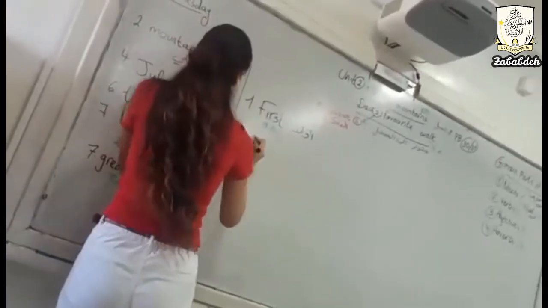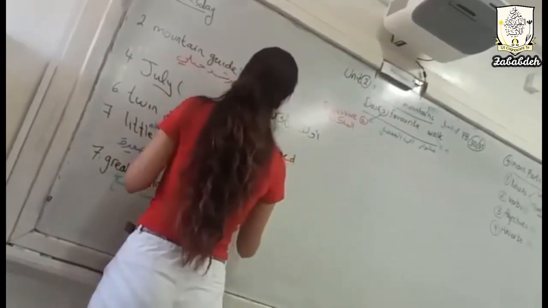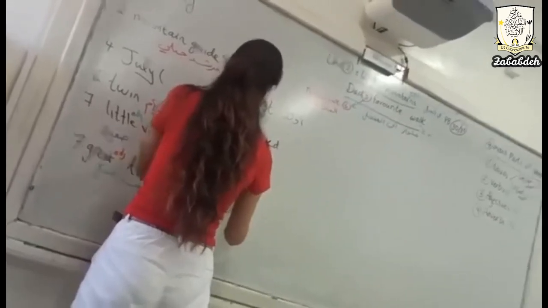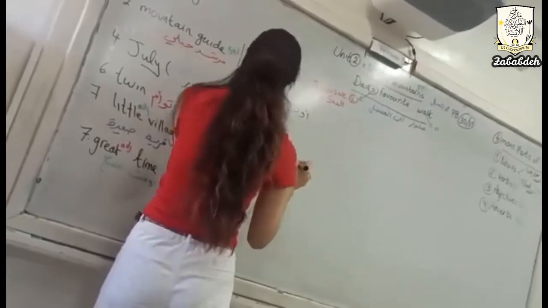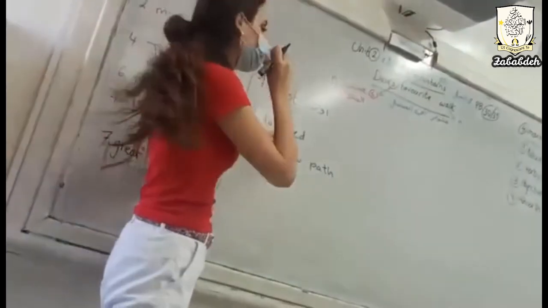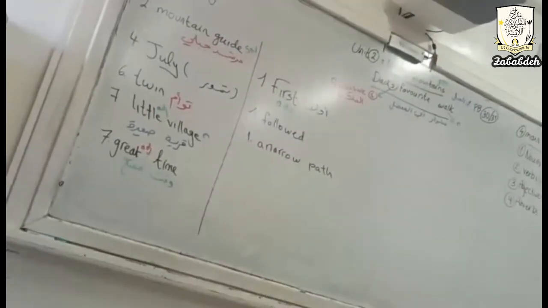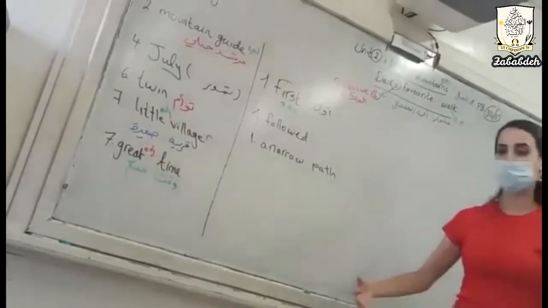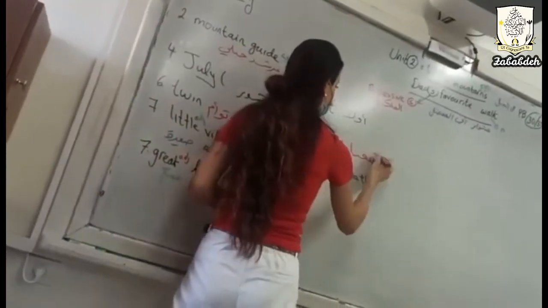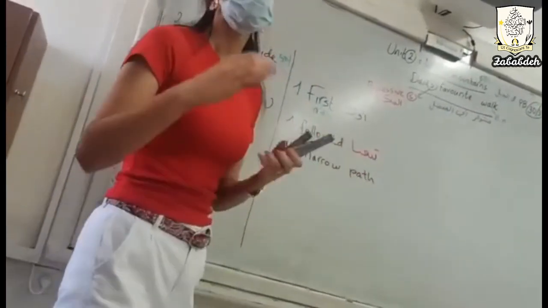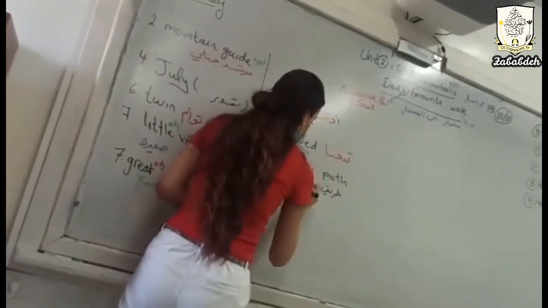So at line number one we have followed. A narrow path. They followed a narrow path. What's the meaning of followed? Yes. They followed, or walked. Okay, so we followed a narrow path. What's the meaning of narrow path? A passage, a way. Path.